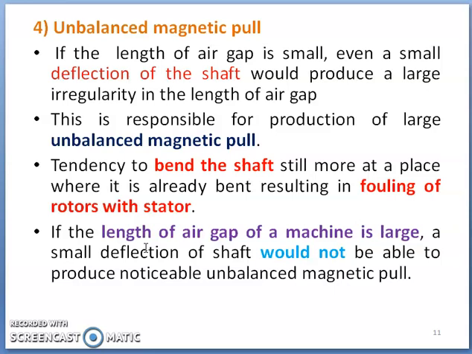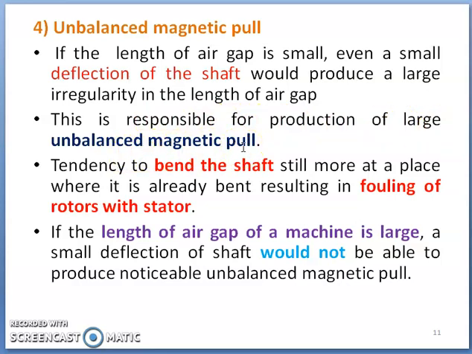Then coming to unbalanced magnetic pull. If the length of air gap is small, even a small deflection of shaft would produce a large irregularity in the length of air gap, and therefore this particular effect is responsible for production of large unbalanced magnetic pull.